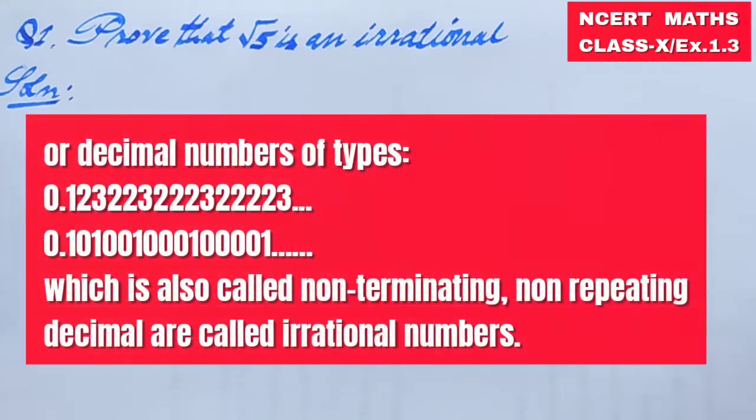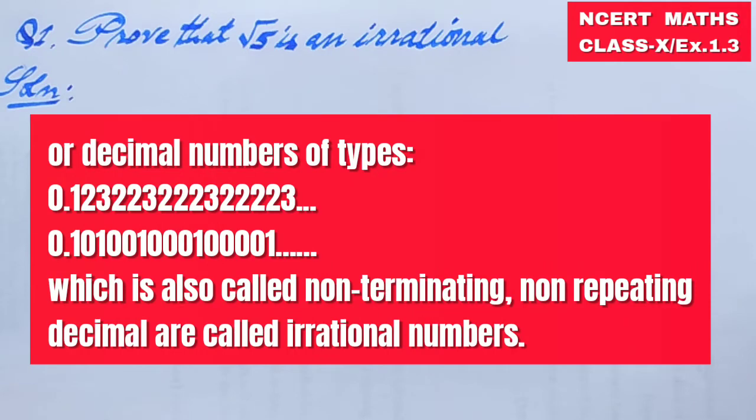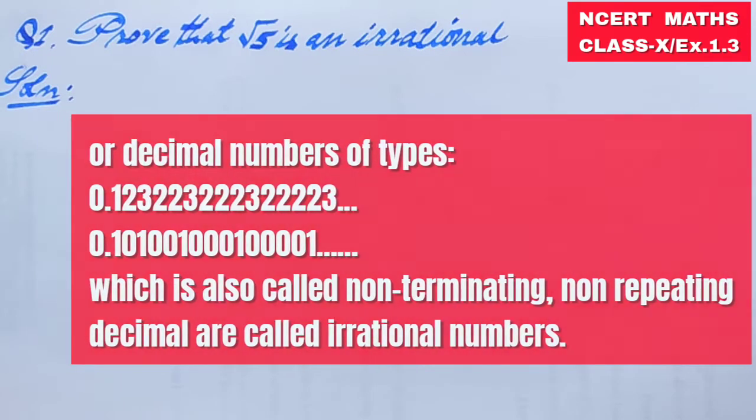Or decimal numbers of the types like 0.123223222, 0.101001001001. If you look closely, you will notice that these numbers are non-terminating as well as non-repeating. So such decimals that are non-terminating, non-repeating are called irrational numbers. Though you try to represent this type of decimal in the form of p by q, you will not be able to. Therefore, these types of numbers are called irrational numbers.